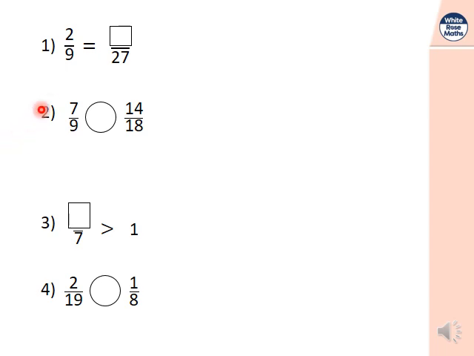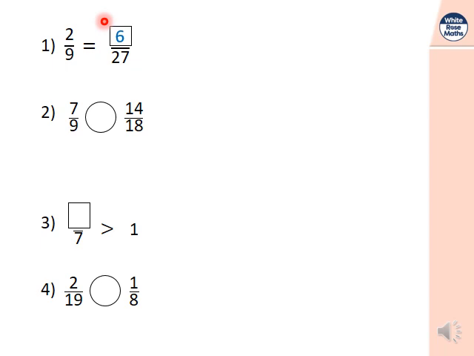Let's see how we did. Well, first we had 2/9 is equal to the same as something 27ths. Our numerator we don't know, but we know our denominator is 27. So using our times tables, what can we do to change 9 to 27? And the answer is we multiply by 3. 9 times 3 is 27. And whatever we do, we must do the same to the top. So 2 times 3, our answer would be 6. 6/27ths is equal to 2/9.